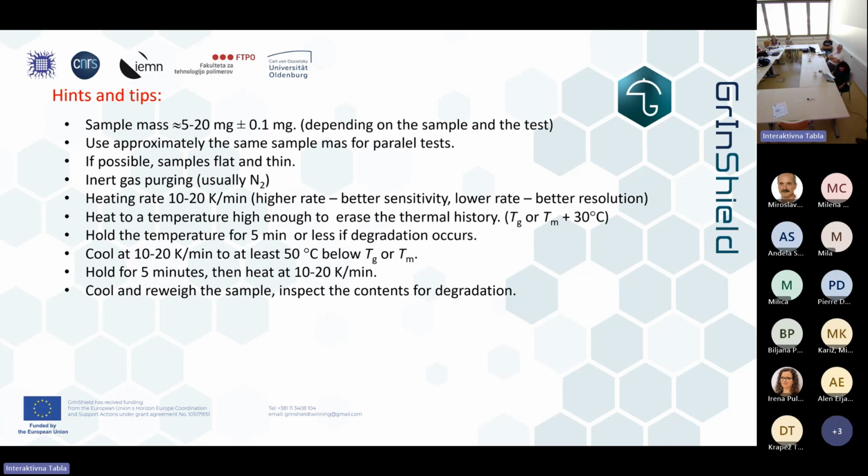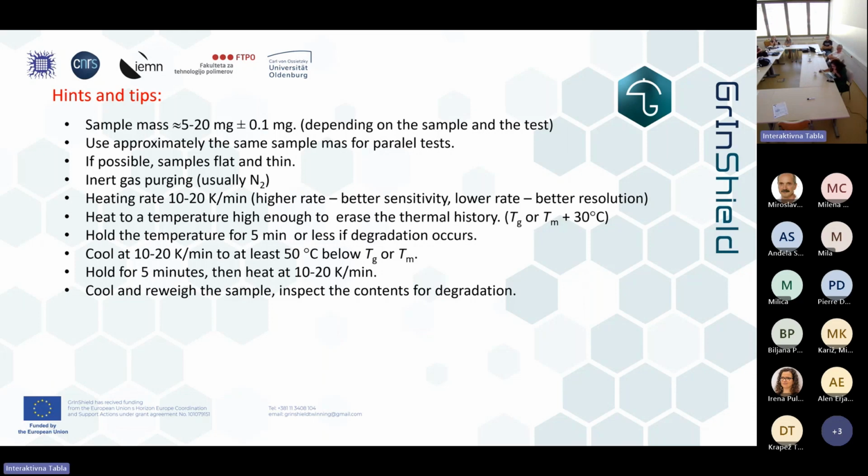So, about hints and tips. The sample mass that we measure should usually be between 5 and 20 milligrams. It depends on the test and on the sample, so sometimes we have to decide to take more, sometimes less.